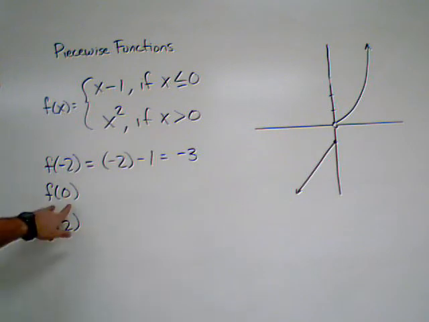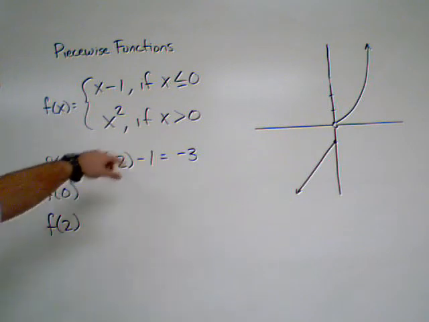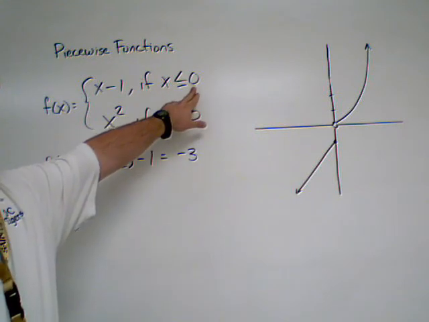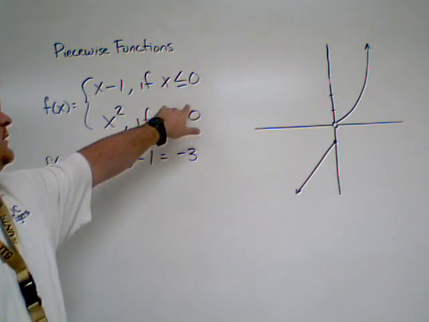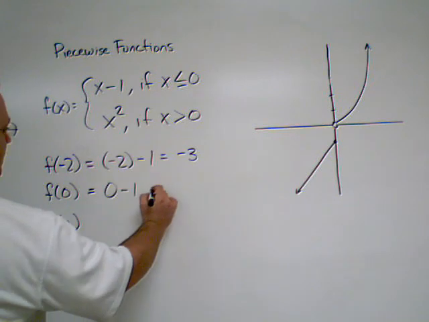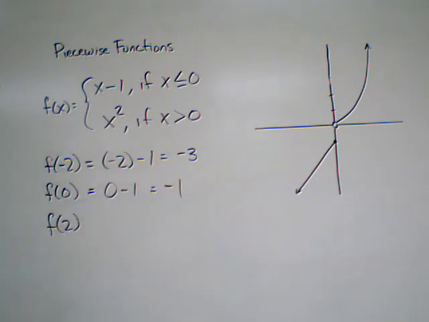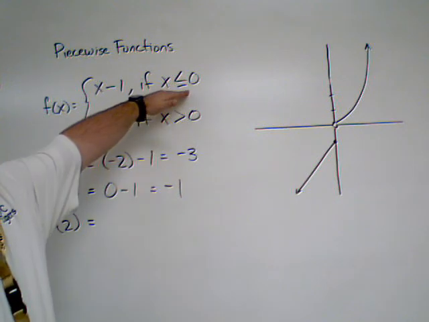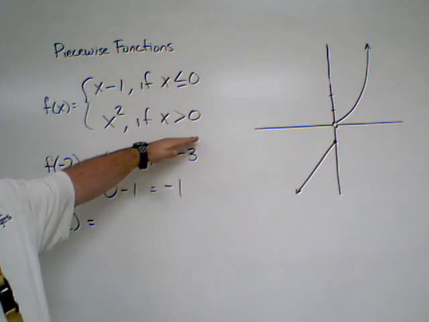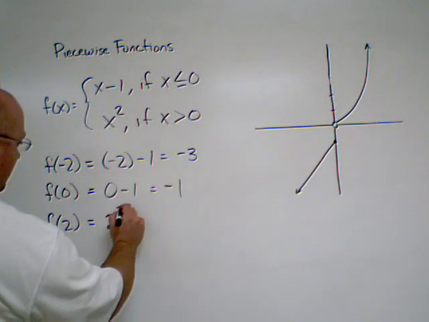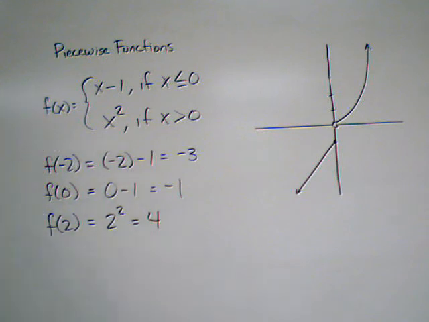Next we look at f of 0. Again, it's going to fit the top expression because x can be equal to 0 in this condition. It cannot be here. So 0 is plugged in here. We get 0 minus 1, giving us a value of -1. The last one though, we're going to drop down to our second statement, because it no longer meets this condition. It meets this one, where x is greater than 0. So we plug that in here, and we have 2 squared, which equals 4.